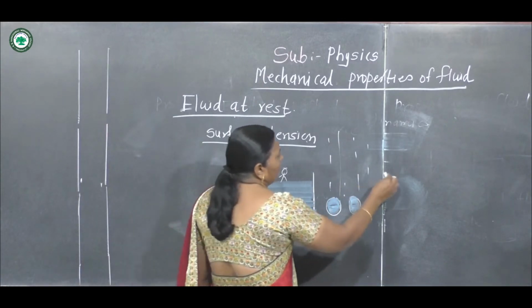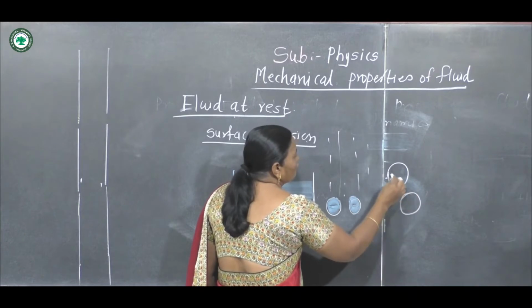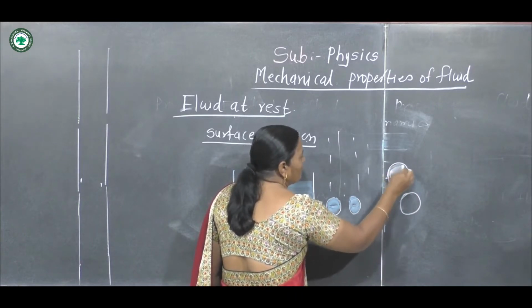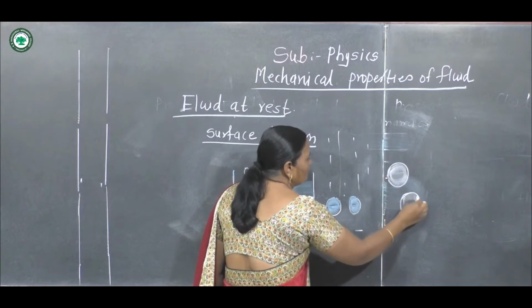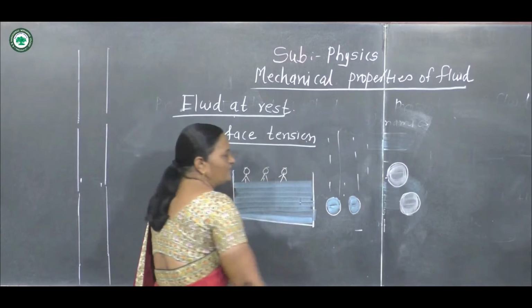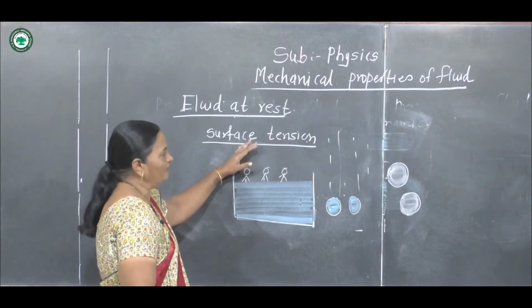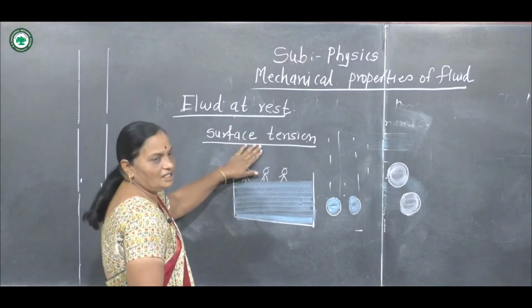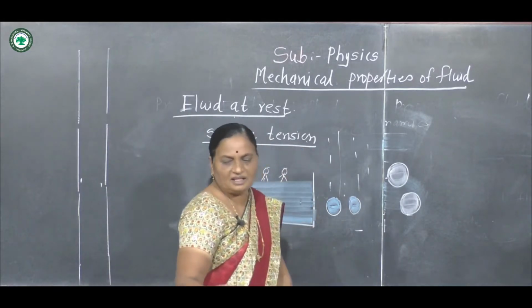Now suppose there is a soap bubble. These soap bubbles are also in spherical shape. This is due to surface tension. These are the various examples of surface tension. Now today we see surface tension and the properties of surface tension.